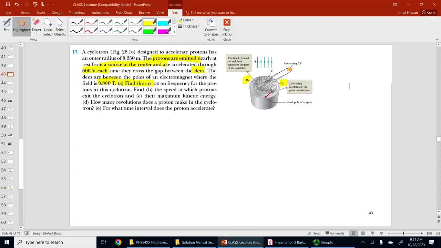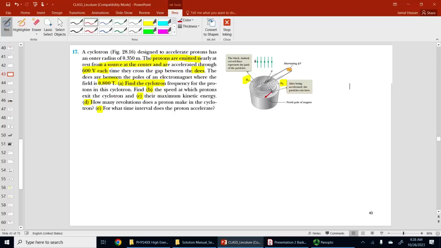Find the cyclotron frequency. It has a few requirements: A, B, C, D, E. So let's start with A, and then we will continue. Okay, so the cyclotron we discussed in class. This is simply a device, an instrument that gives us very high speed particles, in this case protons. These particles are used in other experiments, for example, to study nuclei of some materials.